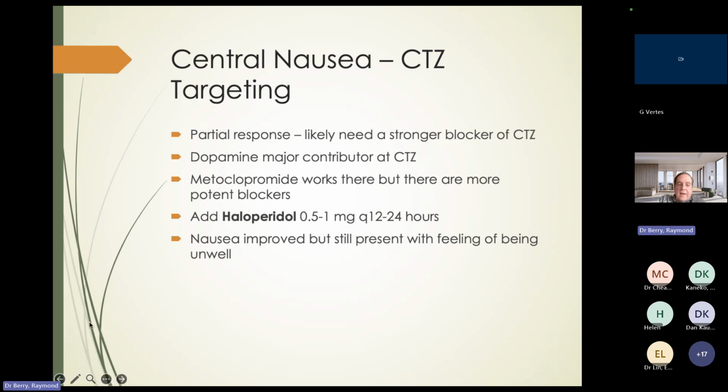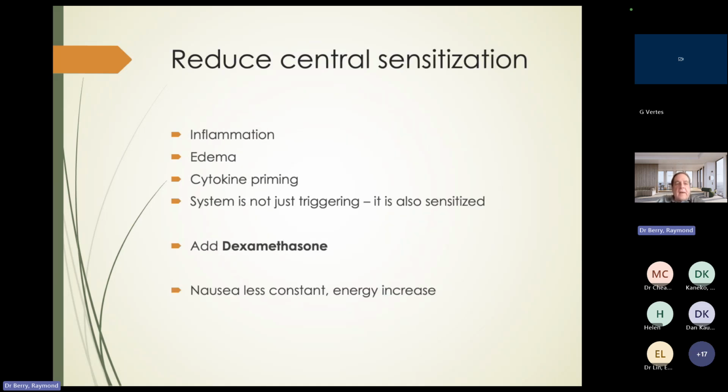So at this stage, we did this and the nausea improved significantly, but he still felt that general unwell feeling. And this is because the whole system is sensitized. He had nausea set in for quite a while, and there's an inflammation going on. There's edema, there's cytokine priming of the system. And the system's not just being triggered by dopamine, it's also sensitized. So we want to calm the whole system down, decrease that inflammation.